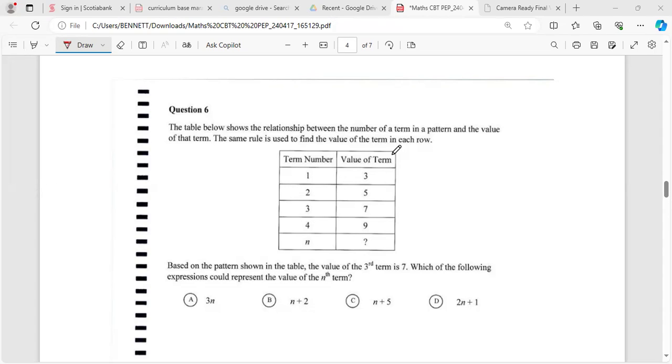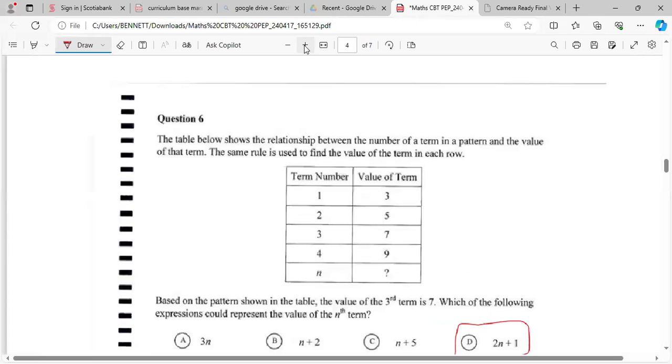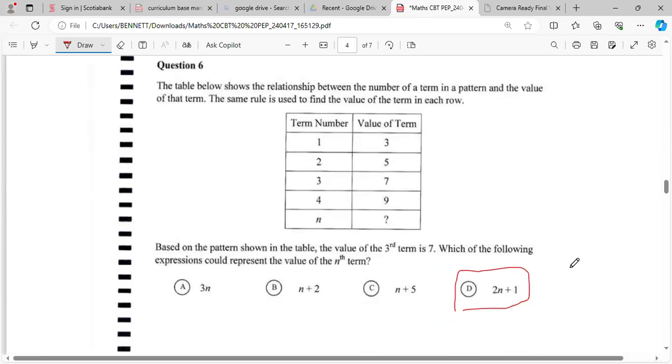Okay, so I chose D as my answer. I got D because if n was equal to, let's say, 5, 2n means n times 2. So 5 times 2 is 10, and plus 1, 11. And if you see the value of the terms, they're always odd numbers, so the next one is going to be an odd number: 3, 5, 7, 9. The next odd number would be 11.